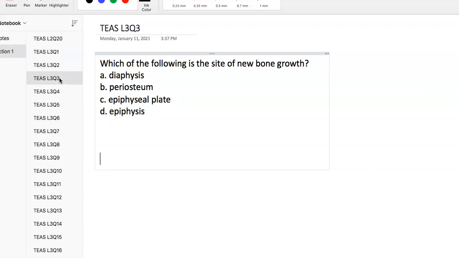Question 3. Which of the following is the site of new bone growth? And the one we want is answer choice C, the epiphyseal plate. The epiphyseal plate is the growth plate and is the site of new bone growth. The cylindrical shaft seen in long bones is called the diaphysis. Dilated ends of bones are called the epiphysis. The periosteum, a fibrous sheath, surrounds and protects the bone. So for question 3 here, we wanted answer choice C, the epiphyseal plate.